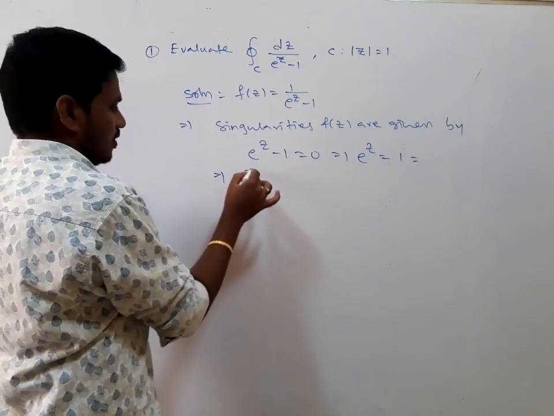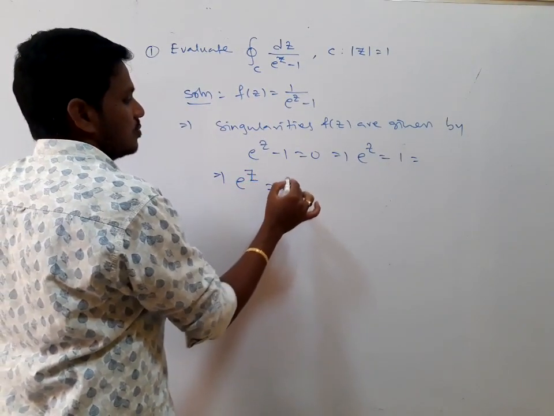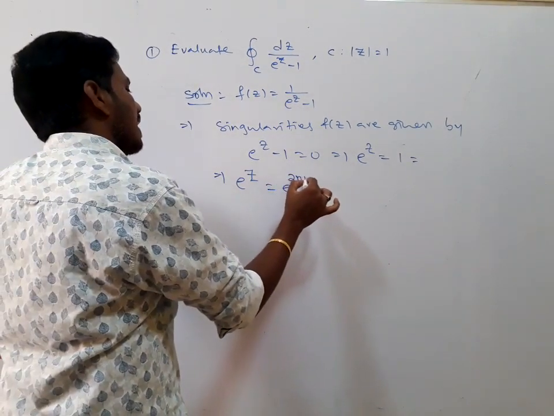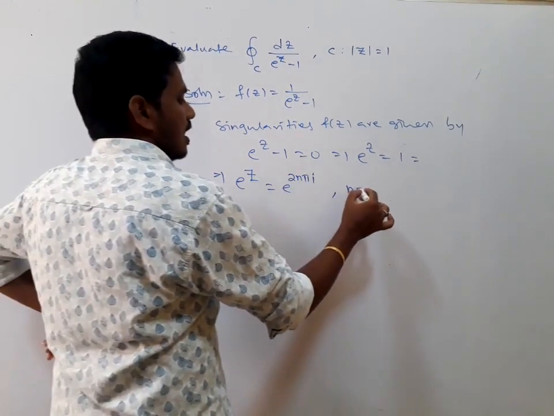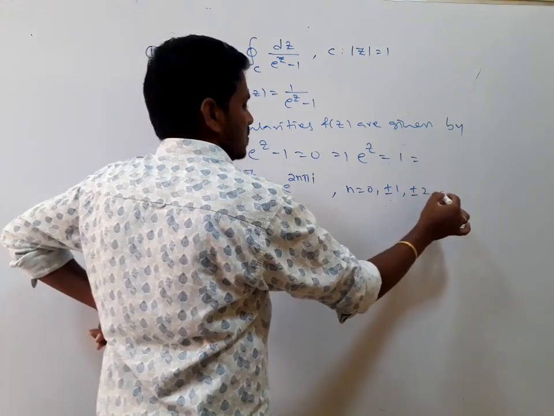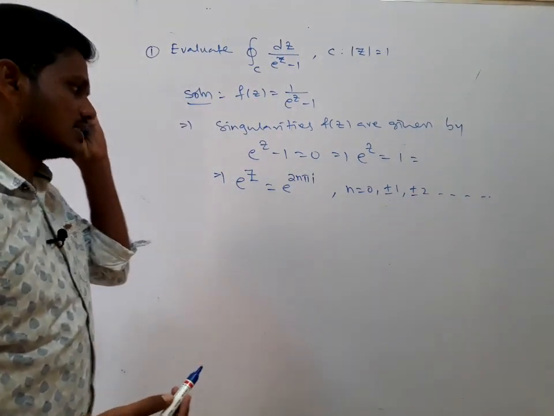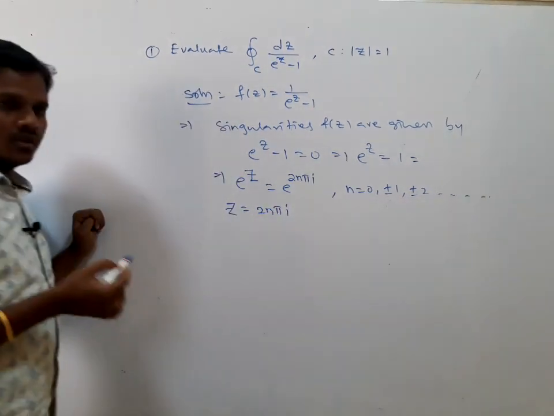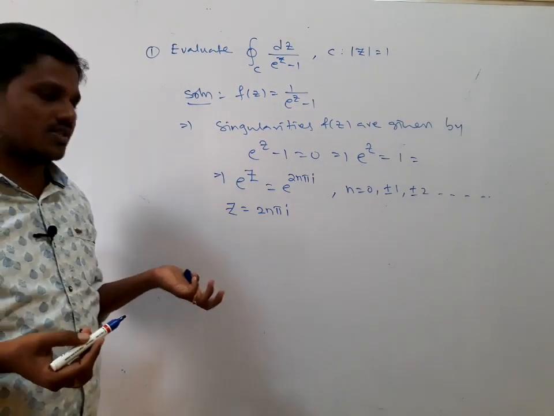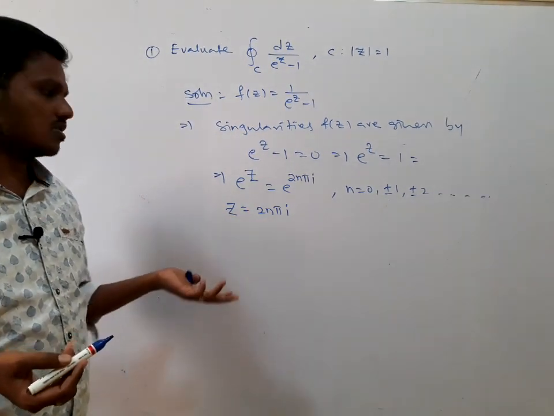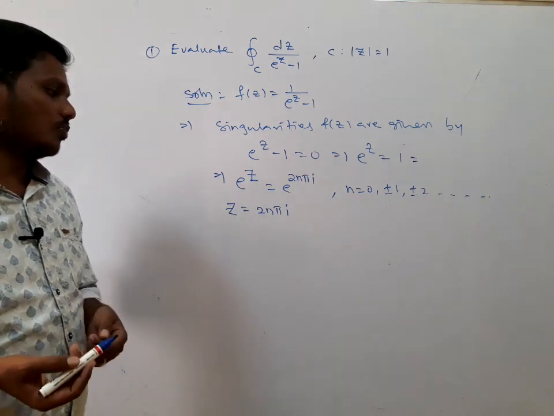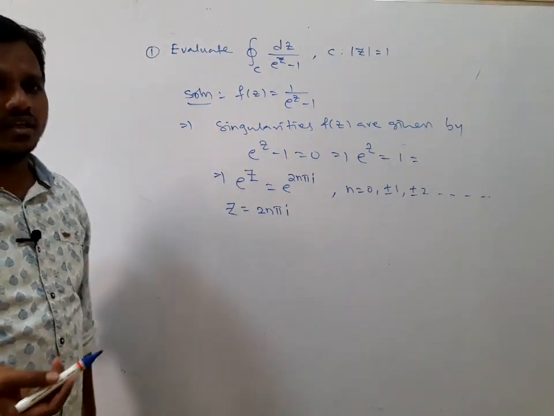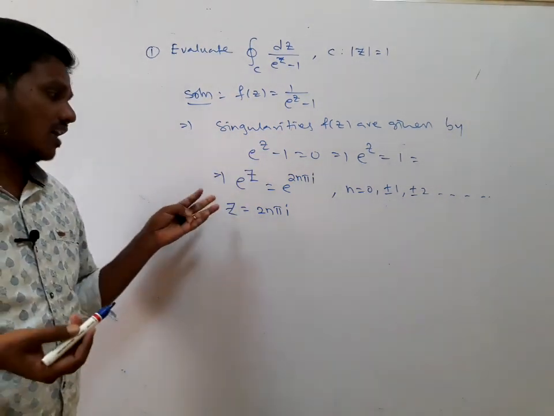You know that e to the power of 2n pi i equals 1, where n equals 0, plus or minus 1, plus or minus 2, and so on. These are the singular points. That means z equals 2n pi i, and these are the poles. If I take n equals 0, you get z equals 0. For n equals 1, you get 2 pi i. For n equals minus 1, you get minus 2 pi i. Like that you will get the different poles, and these are simple poles.